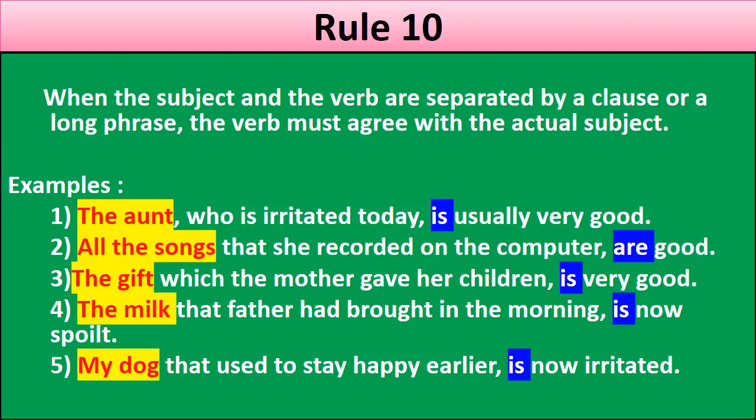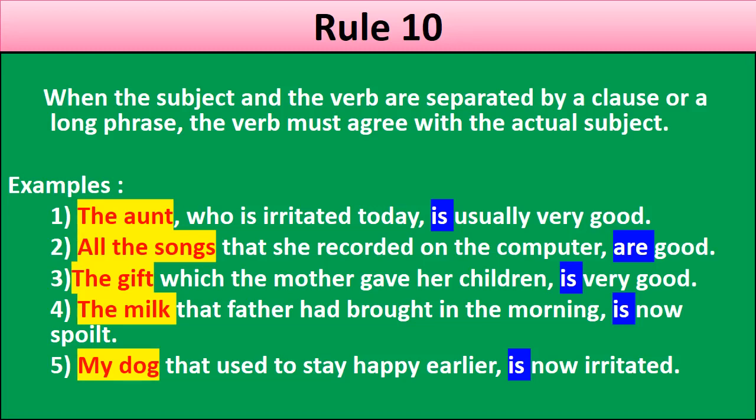The gift which the mother gave her children is very good. So here the subject is the gift, not children. That is why the verb provided is is. See students, you will have to read the sentence carefully and try to pick up the true subject. The milk that father had brought in the morning is now spoiled. So the subject is the milk, the verb is is because milk is uncountable.